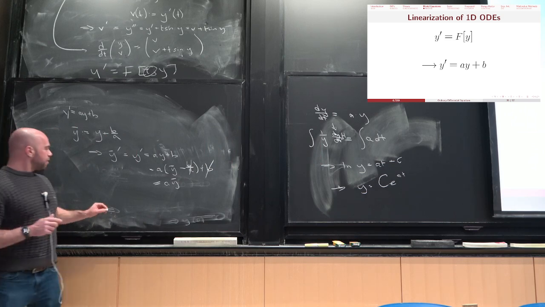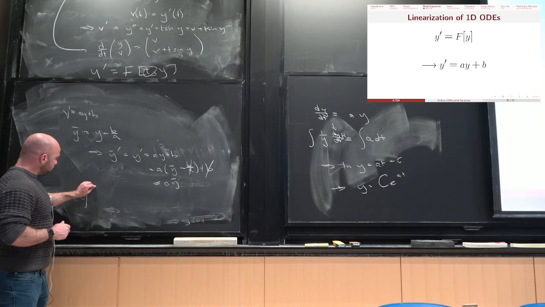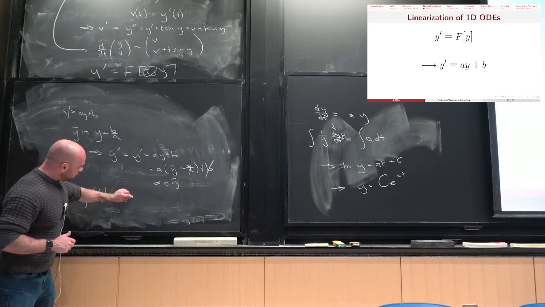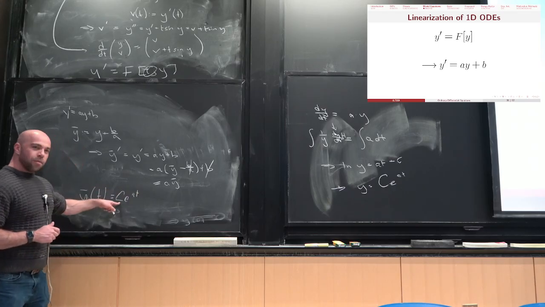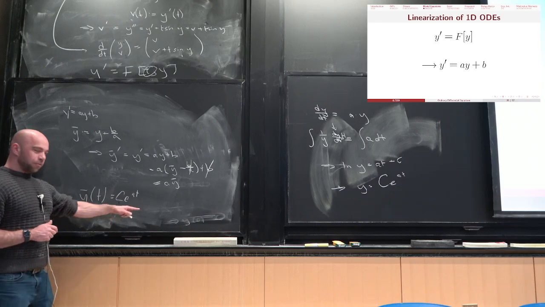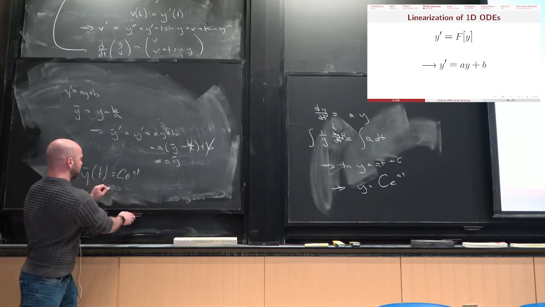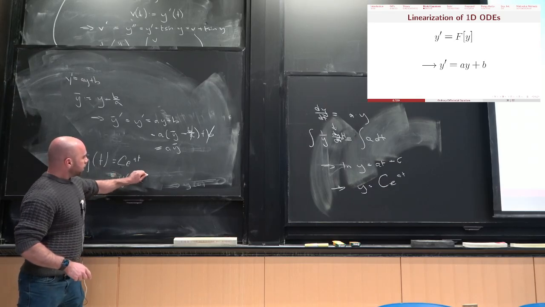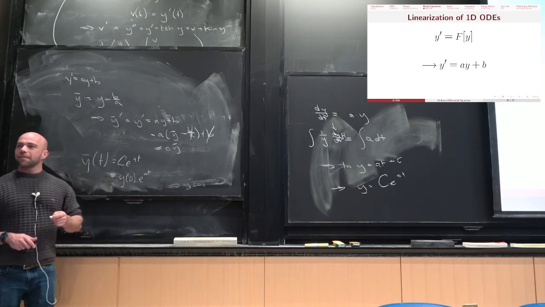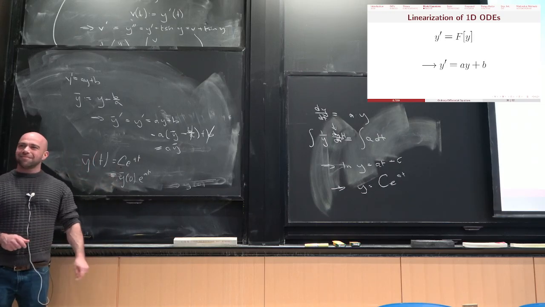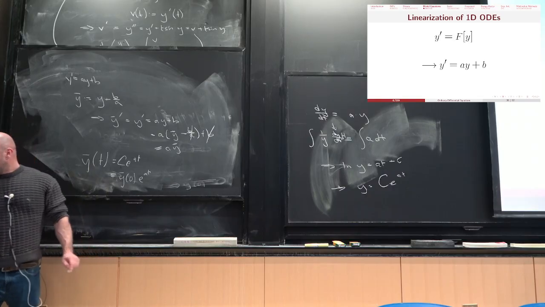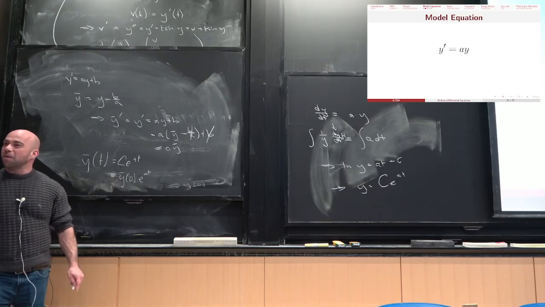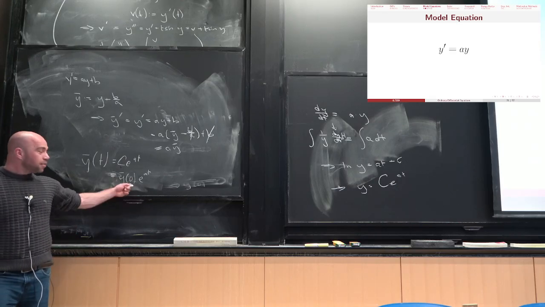And by the way, what is y bar of t? Well, we already showed that it's c e to the at, where c is your initial condition. If you think about it, if you plug in t equals 0, then really you have y of 0 times e to the at. Cool. All right. So that's what we call the model equation. It's the world's simplest ordinary differential equation. It has a closed form solution.